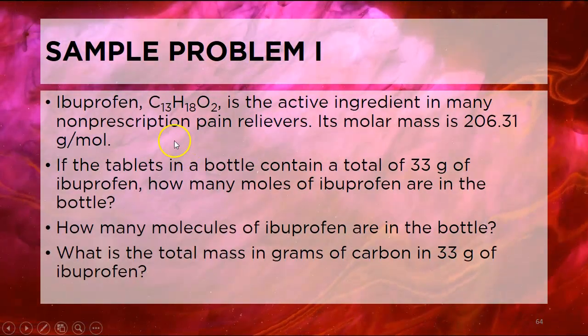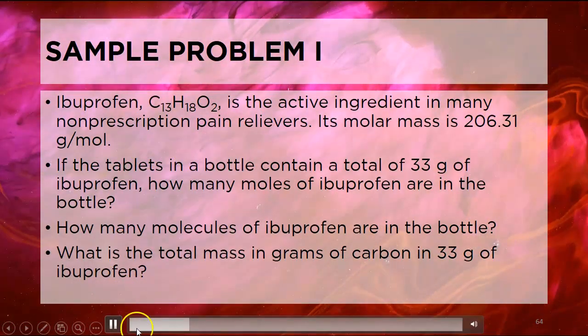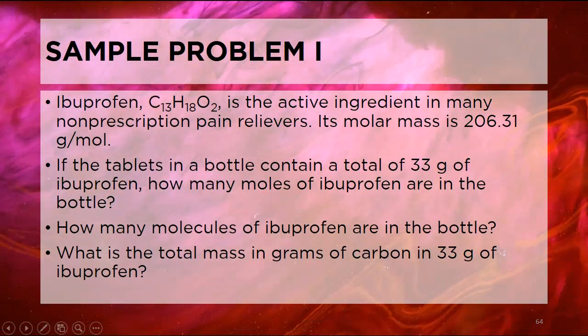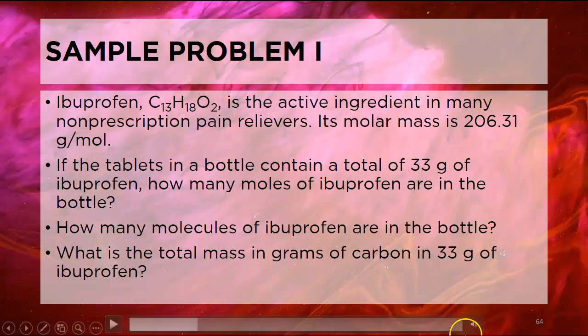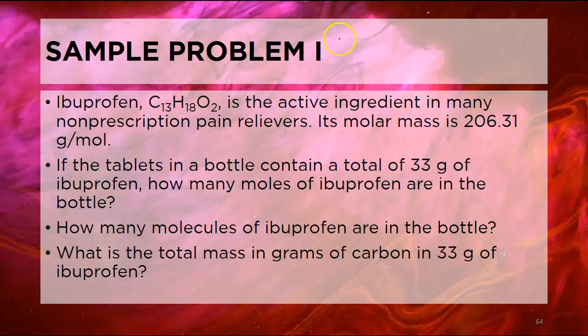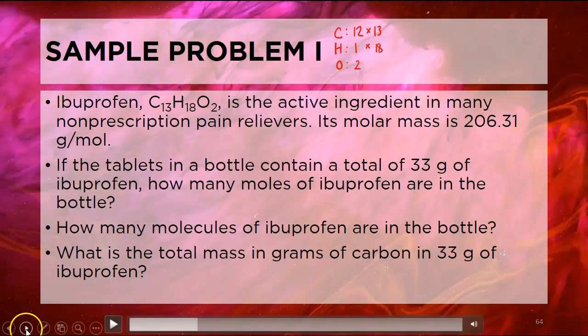So let's try a more involved problem here. We've got ibuprofen, which is C13H18O2. Many pain relievers have this. Molar mass, they give it to us, but we could find it if we wanted to. We could take C, H, and O. Carbon has a molar mass of 12, and there's 13 of them. Hydrogen has a molar mass of 1, and there's 18. Oxygen has a molar mass of 16, and there's 2 of them.